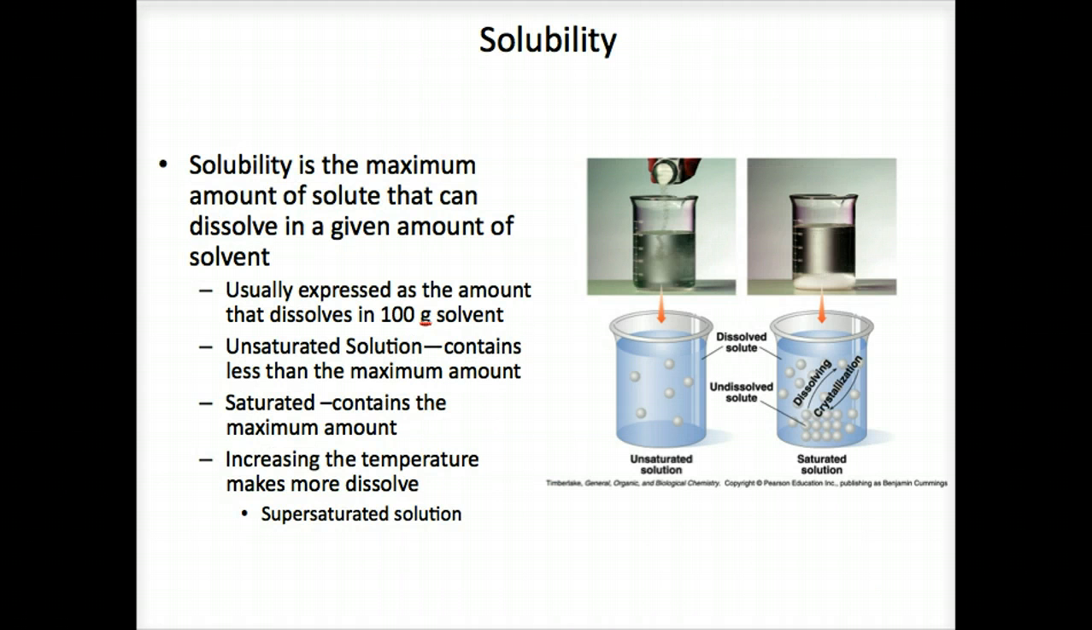Solubility refers to the maximum amount of solute that you can get into a given amount of solvent. Usually we'll say this as the amount that dissolves in about 100 grams of the solvent. If it contains less than the maximum, that solution is considered unsaturated. If it contains the maximum, it's called saturated. You can increase the temperature of something, basically heat it up, to make more dissolve.